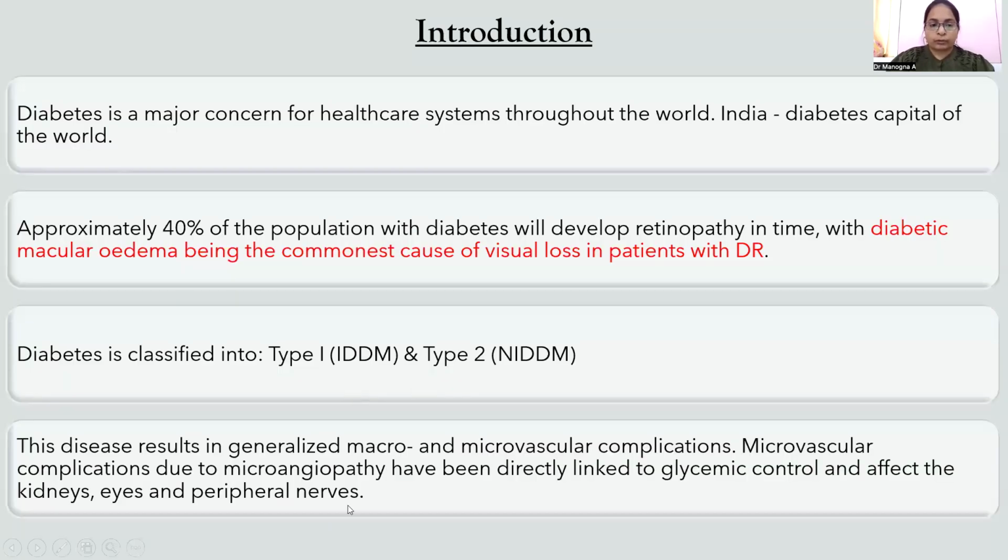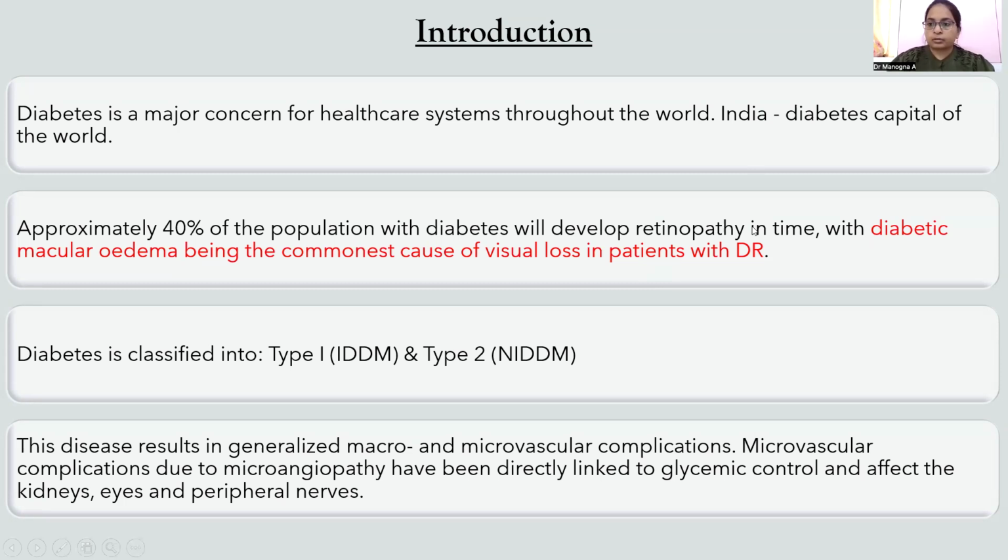As all of you know, diabetes is a major concern of healthcare systems, and India, as you know, is called the diabetic capital of the world. Approximately 40% of the population with diabetes will develop diabetic retinopathy. Some particular things that I have highlighted in different colors have already been asked in previous exams and are expected questions as well.